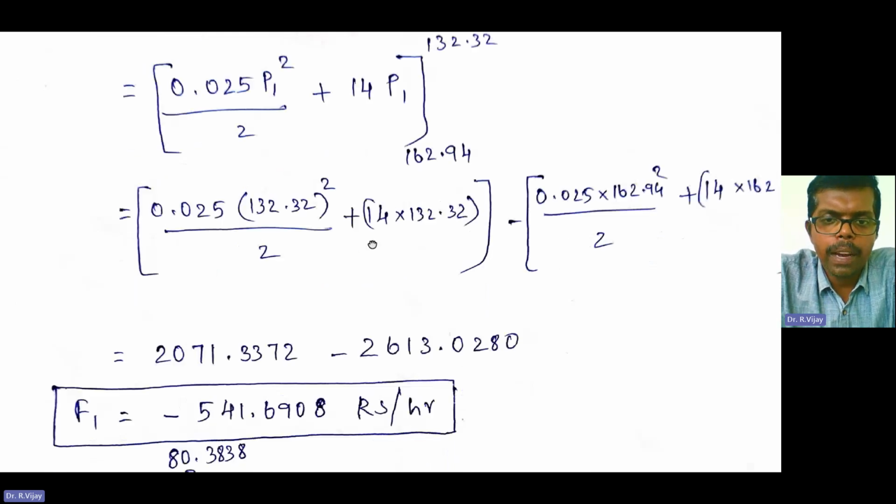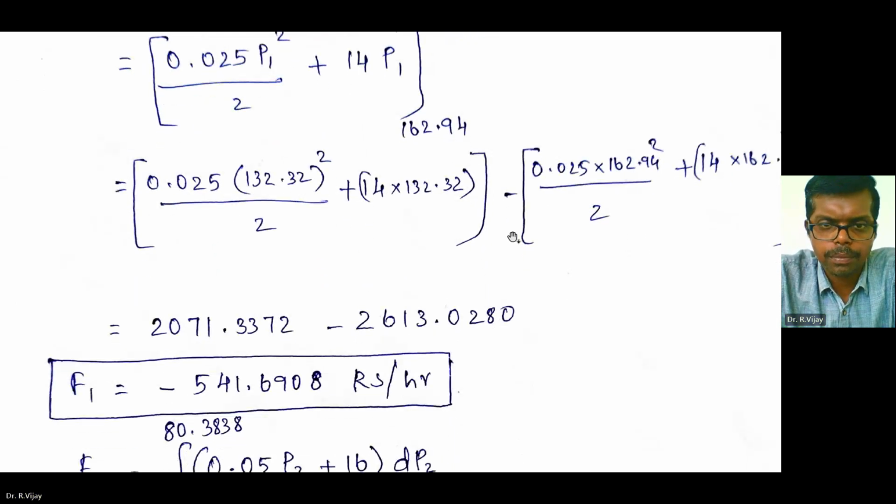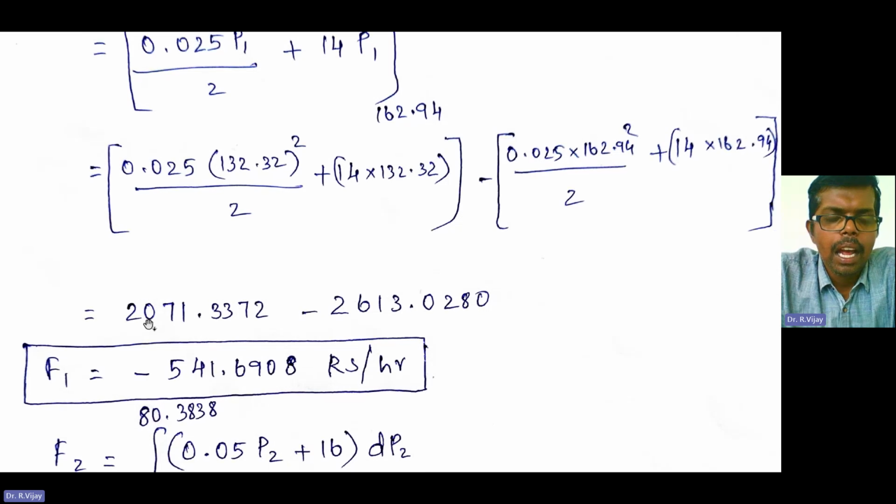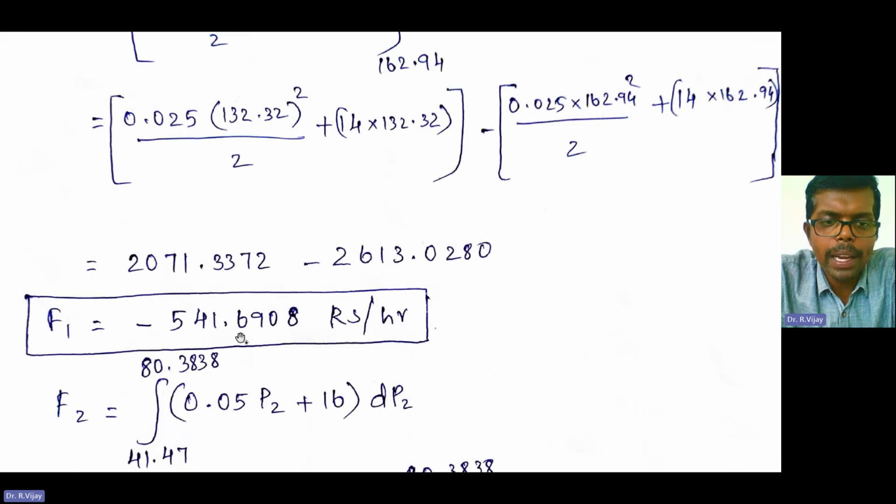While simplifying this, we'll get the answer as 2071.3372 minus 2613.0280. That is, fuel cost F1 is equal to minus 541.6908 rupees per hour. So minus, in the sense, this is the loss. The first fuel cost is a loss.